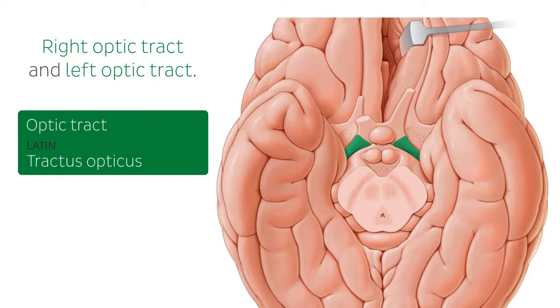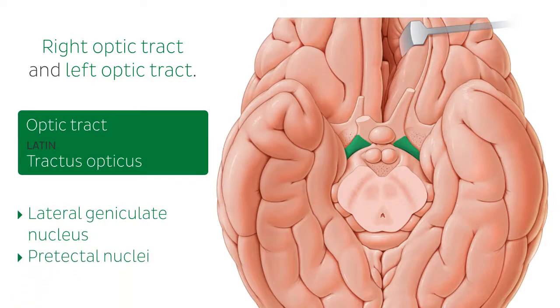Now, the fibers of the optic tract terminate in the lateral geniculate nucleus, the pretectal nuclei, and the superior colliculus. Please note that this visual information is conveyed from the contralateral half of the visual field to which the optic tract is located.